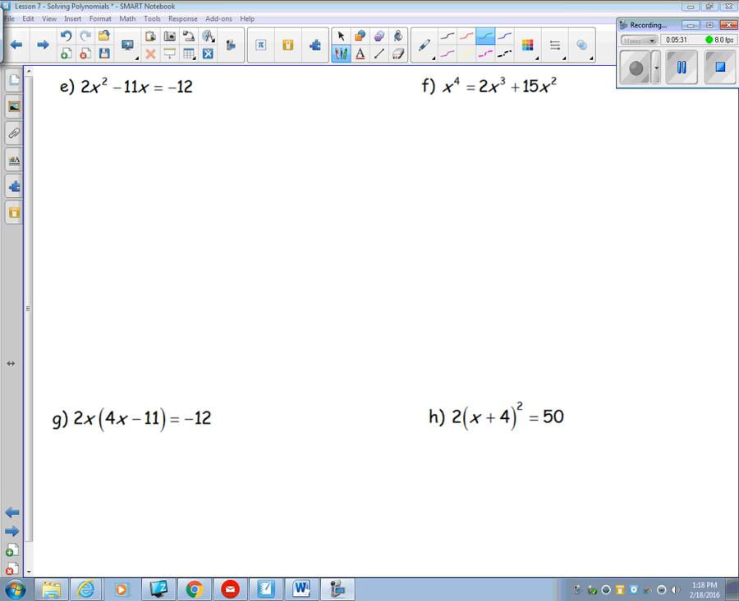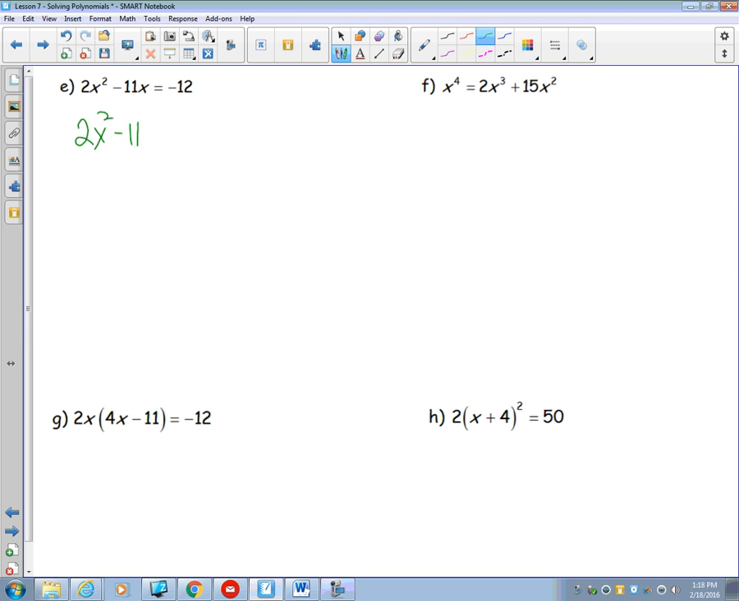Okay, our objective here, remember, make them equal 0, and then find your zeros. It's not in the right order. Let's fix that. 2x squared minus 11x plus 12 is 0. Right order.